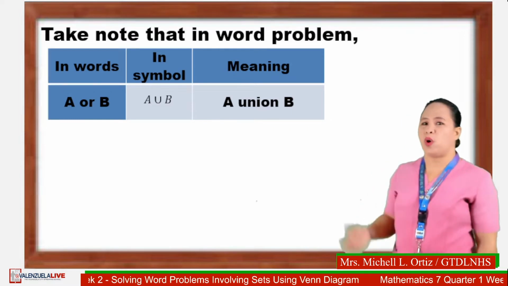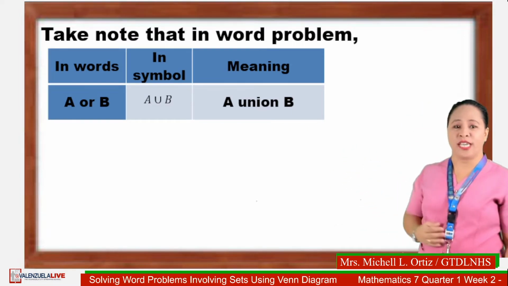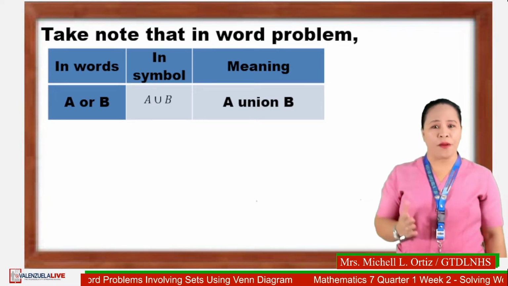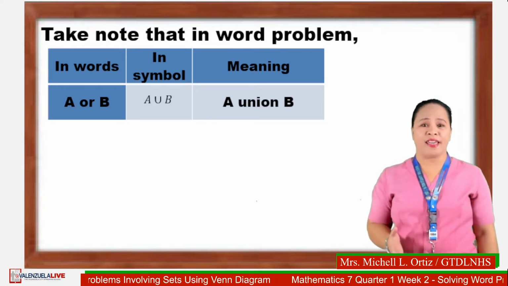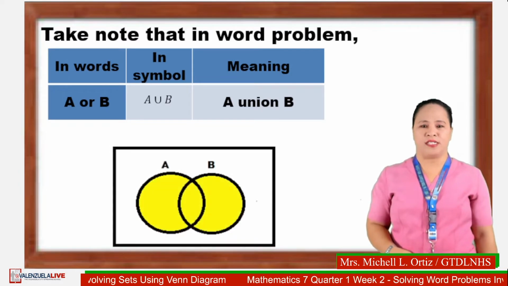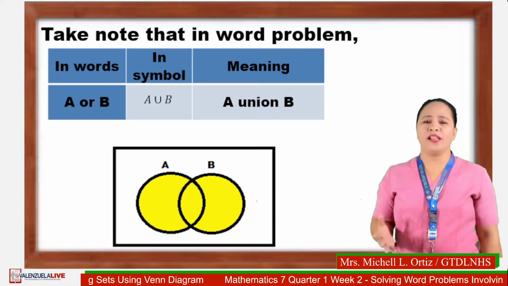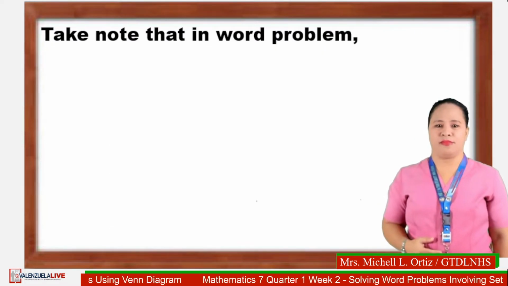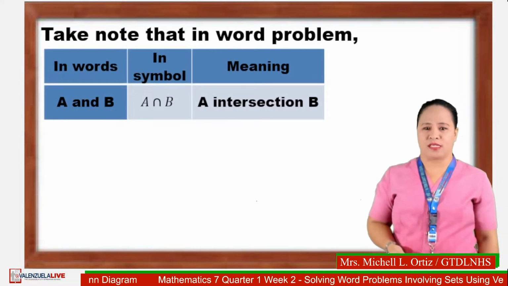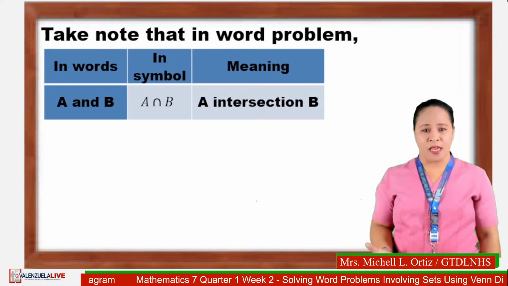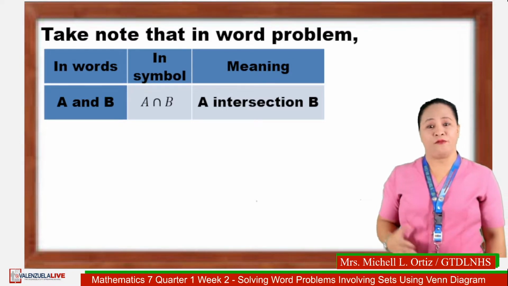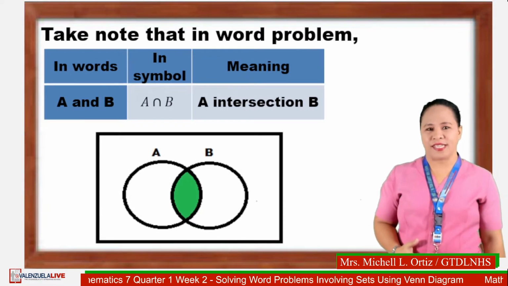The word or is associated with the union of two sets. A or B means A union B. And in figure, we illustrate it this way. While the word and is for the intersection of the two sets. A and B means A intersection B. And in figure, we illustrate it this way.